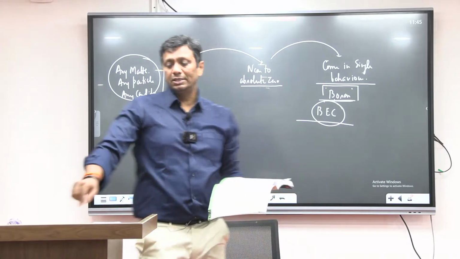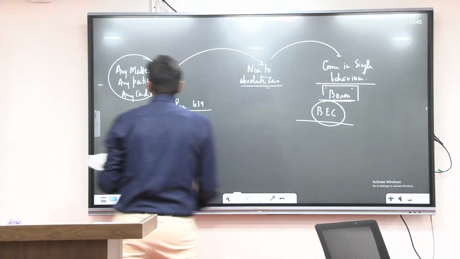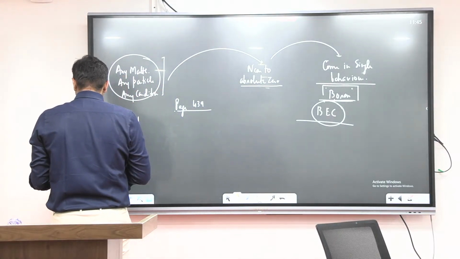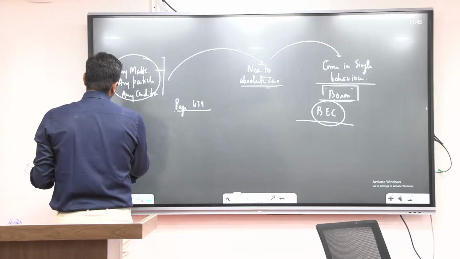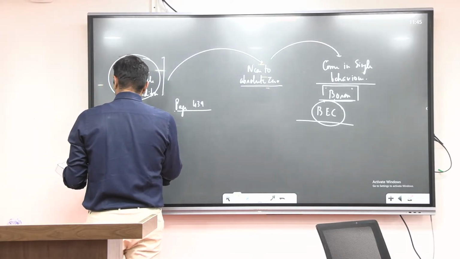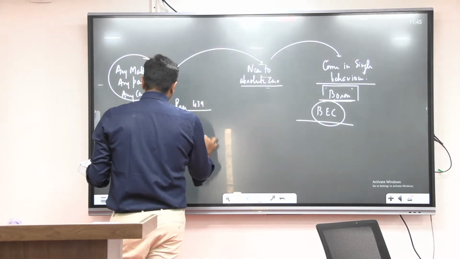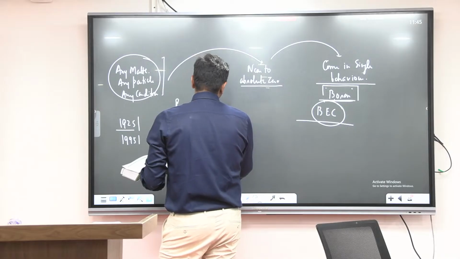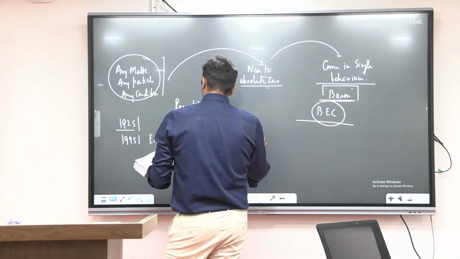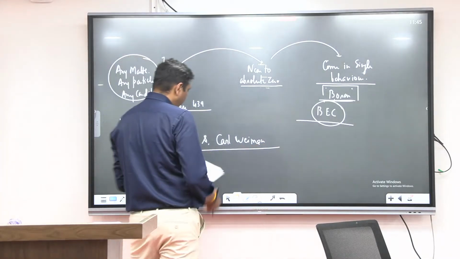Whatever Satyendra Nath Bose and others were telling, guys, in 1925, that statement, 70 years later in 1995, a few scientists, the name was Eric Cornell and one more scientist, Carl Wieman. Even the name of the person is not required for you guys. Eric Cornell and Carl Wieman.